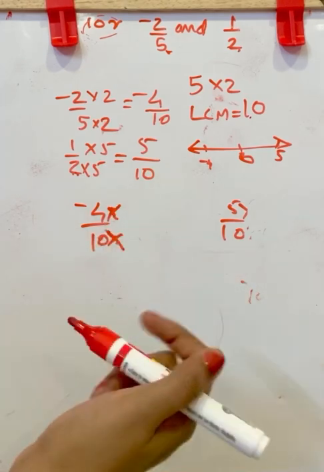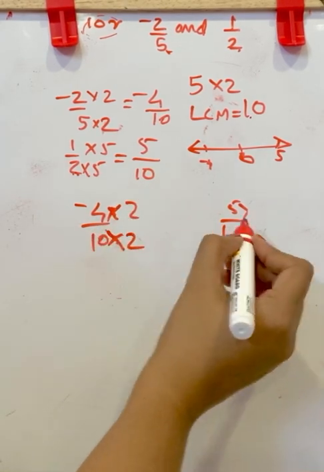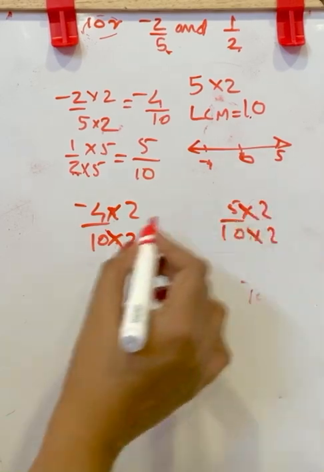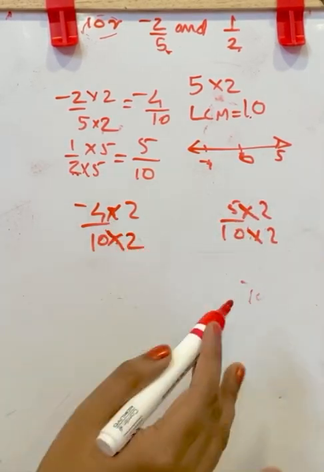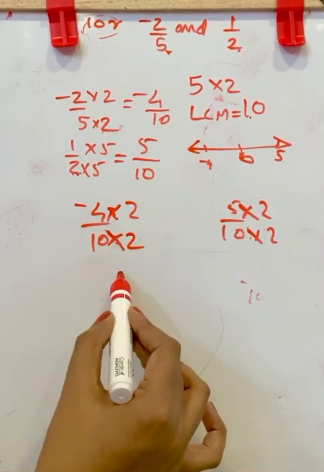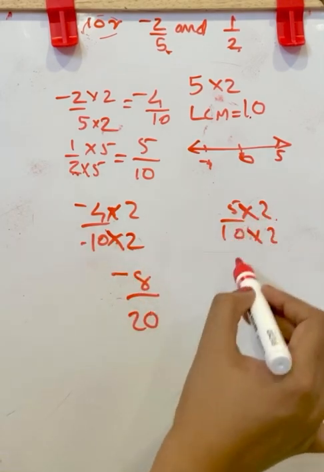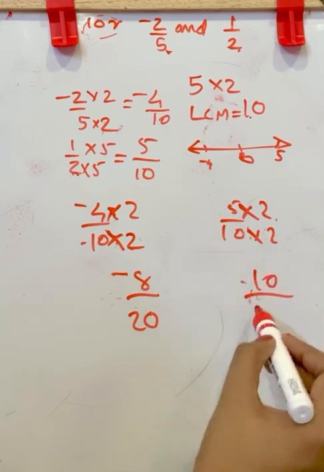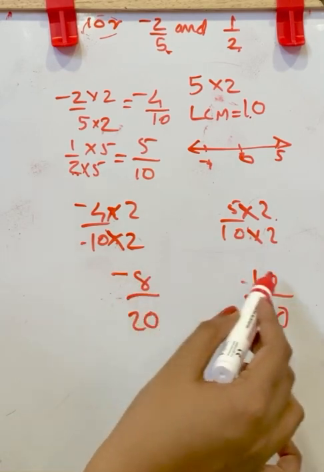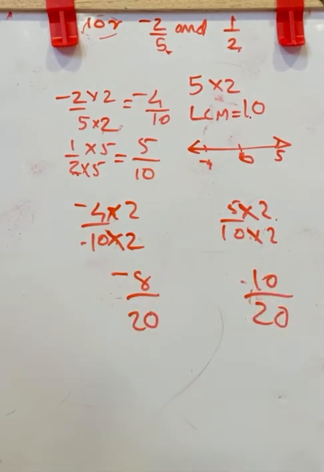That is, we will take here 2, then 2, 2, here also into 2, into 2. That is, the denominator must be the same. That is the only condition. -4 into 2 is -8 by 10, 5 2s are 10 and 10 2s are 20. Now between -8 and +10, they are having 10 rational numbers, so you can use this.